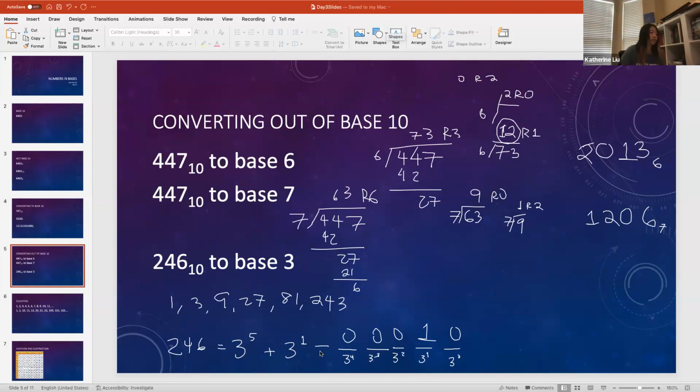But in the 3 to the 5th place value, there's another 1 because we need that to add to 246. So that means our answer is just directly 100010 base 3. And that's 246 base 10. Okay. Does anyone have any questions?